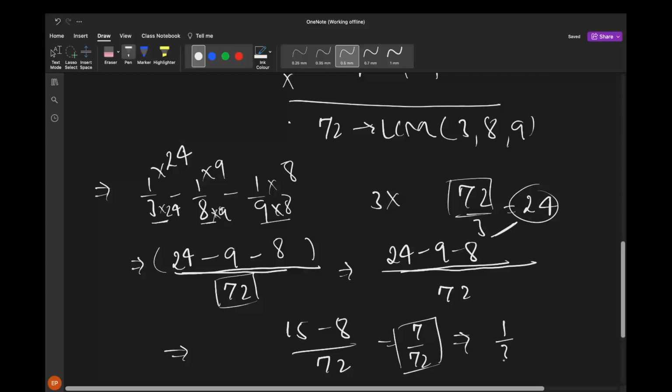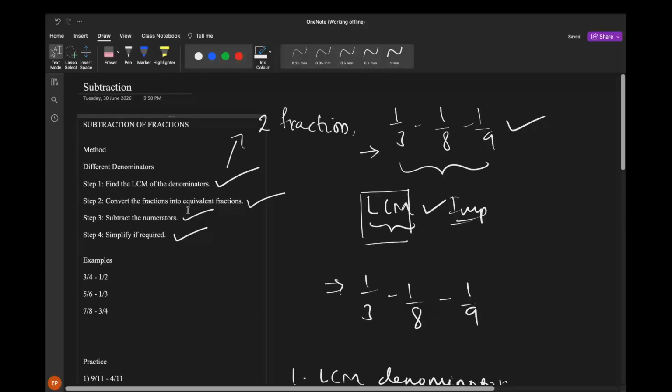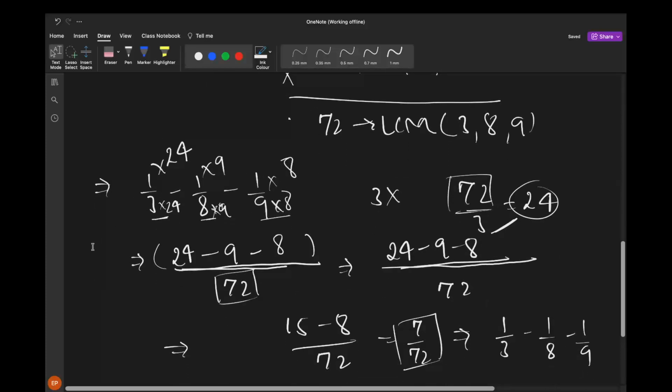If you subtract 1 by 8 and 1 by 9 from 1 by 3, we will get 7 by 72. This is the answer. So same steps: find the LCM, convert fractions into equivalent fractions. Equivalent means this is the equivalent. 1 by 3 is equal to 1 into 24, 24 by 3 into 24, 72. So 1 by 3 is equal to 24 by 72. 1 by 8 equals 9 by 72. 1 by 9 equals 8 by 72. Means all the denominators are the same, right? 72, 72, 72. That's why they are equivalent fractions with the same denominators.